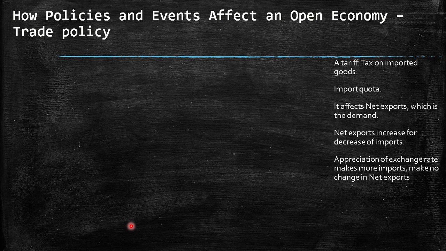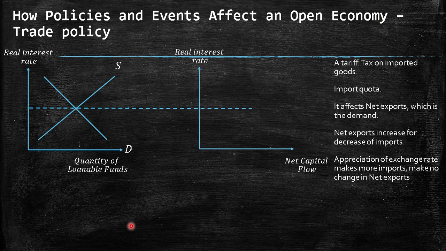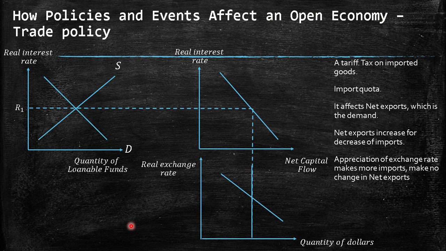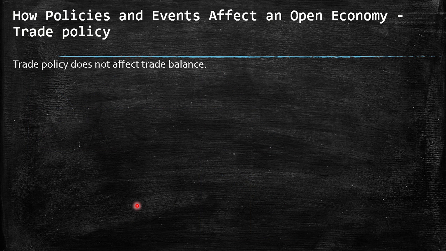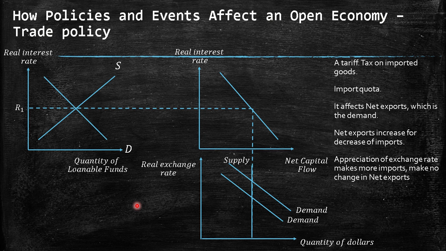We can think that at the beginning, but then we will have an appreciation of the exchange rate, which makes more imports, so there is no change in net exports, so it offsets the previous movement. So let's start from the equilibrium. First, trade policy will bring this movement here. As you see, we have a higher real exchange rate, but it's really important that we don't see any change in net exports, because on one side you have a decrease in imports, but on the other side you have an increase in the exchange rate.